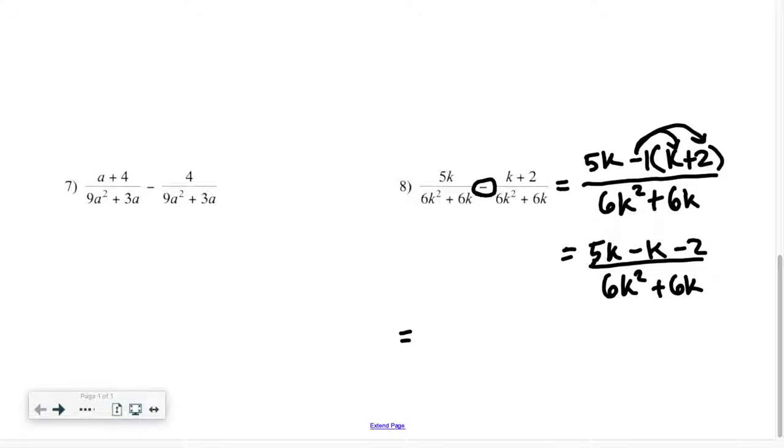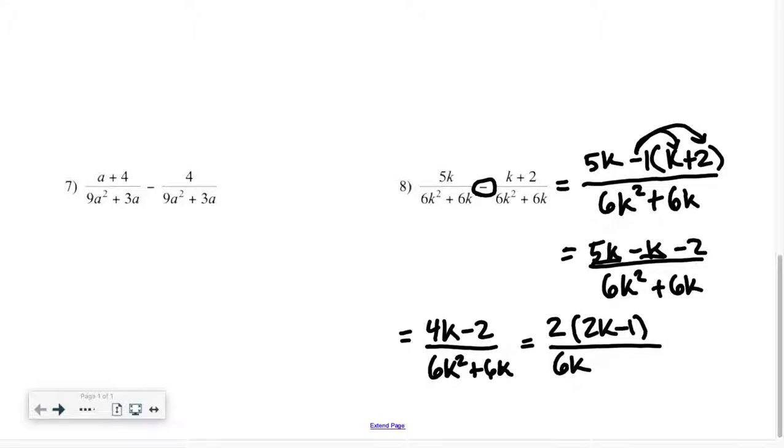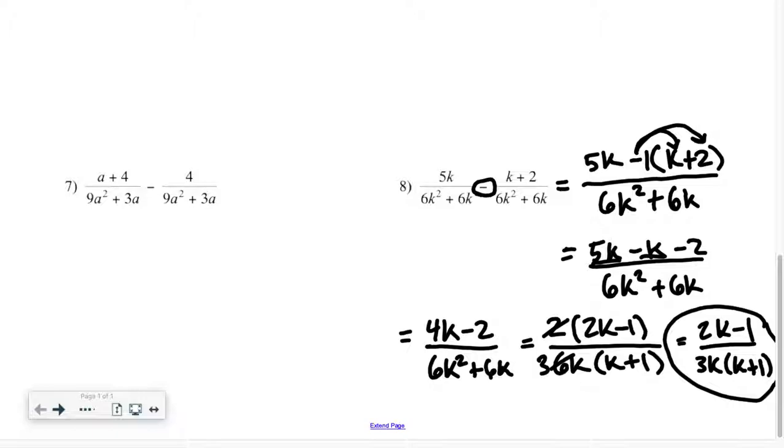Now it's just a matter of combining like terms. 5k minus k is 4k minus 2 over 6k squared plus 6k. Get factoring and canceling common factors. So you can factor 2 out of the top, leaves you 2k minus 1 over, you can factor that 6k out of the bottom, which leaves you a k plus 1. 2 and 6 reduce. So 2k minus 1 over, the 6 would reduce to a 3, 3k times k plus 1. Okay?